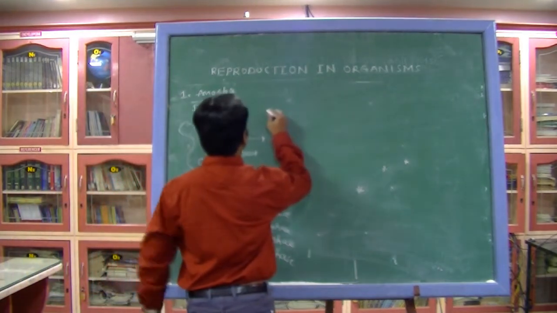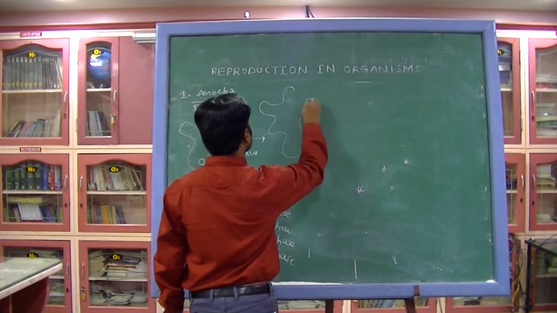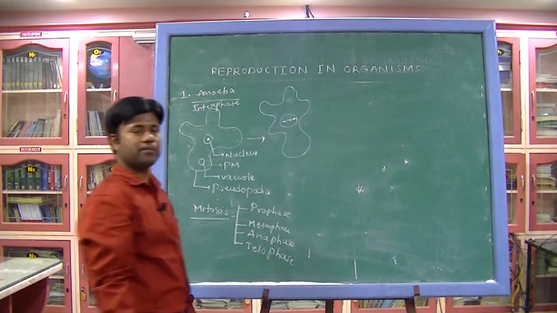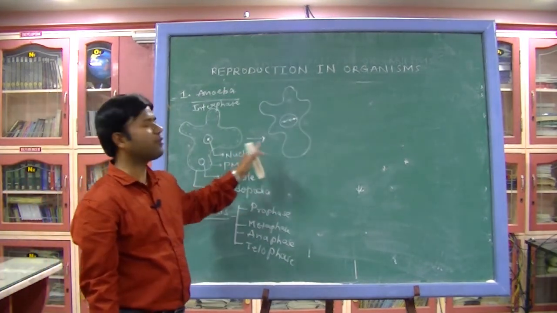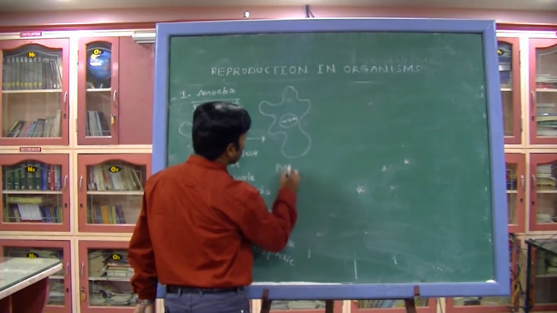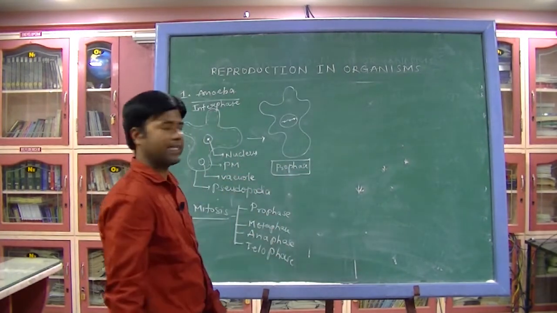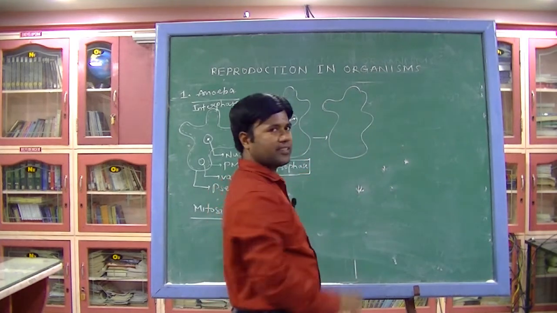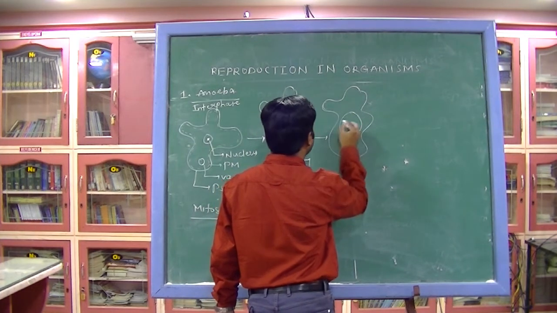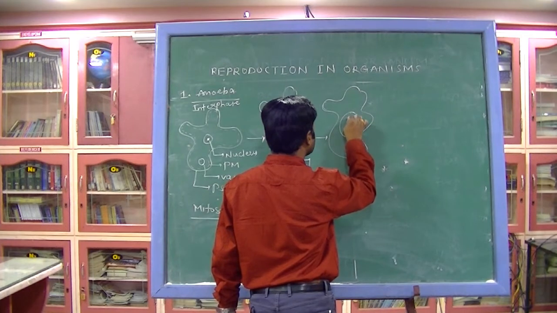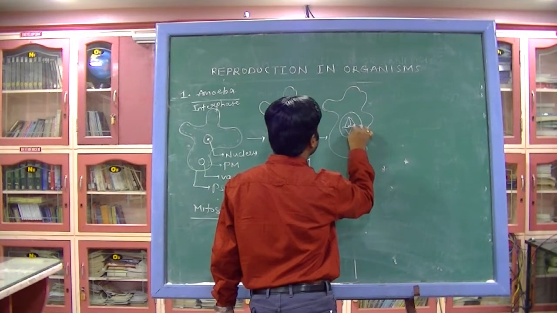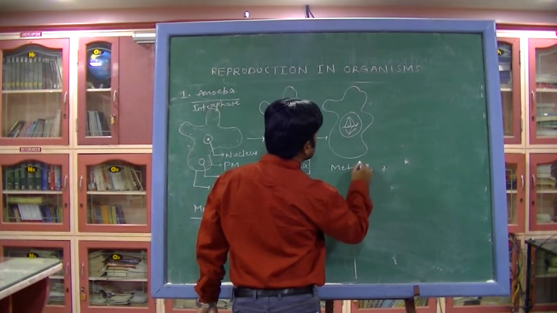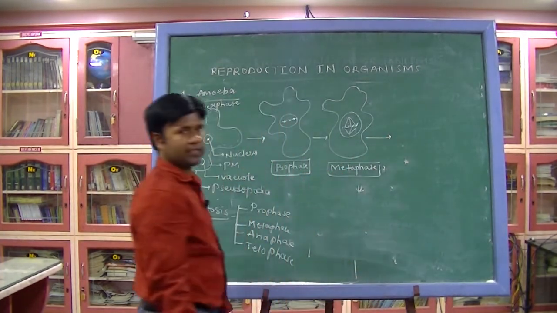In the prophase of the amoeba, the condensed chromosomes will be present. Cell organelles will disappear, as we already learnt in plus 1. So this is prophase. Next, metaphase. In metaphase of the amoeba, chromosomes lie at the equator. In which phase? That is metaphase. Next, anaphase.